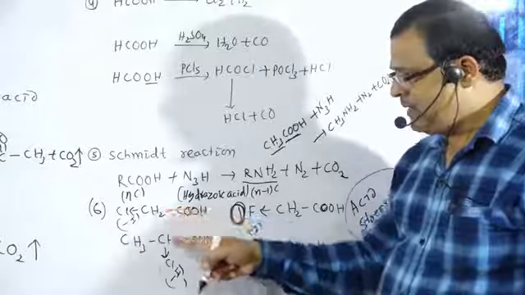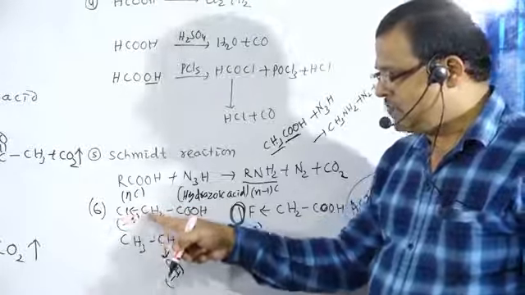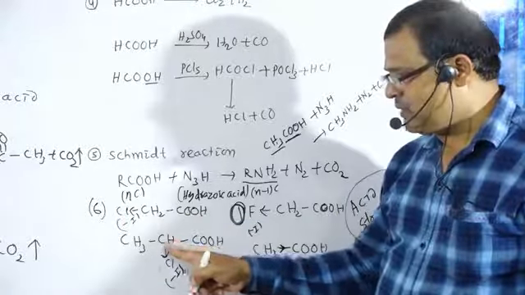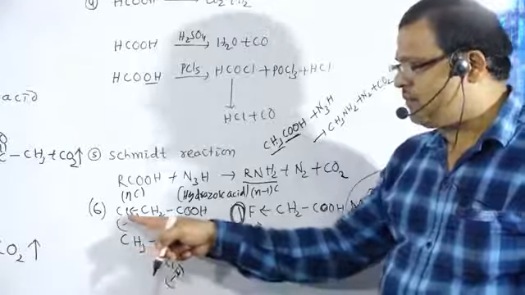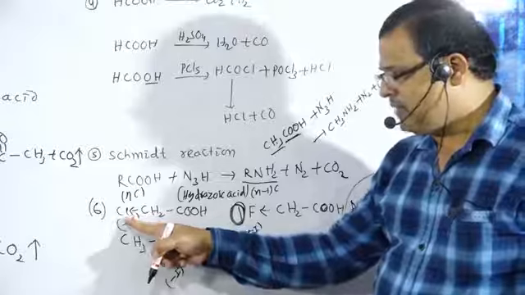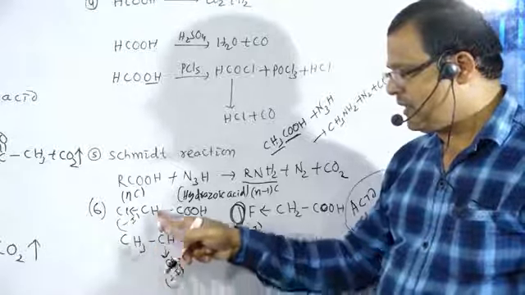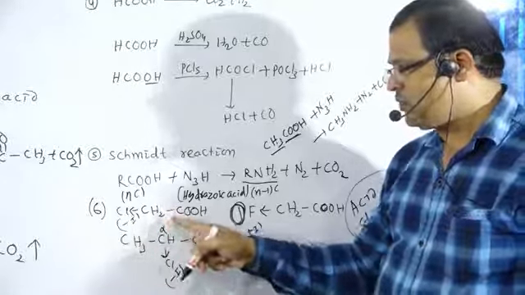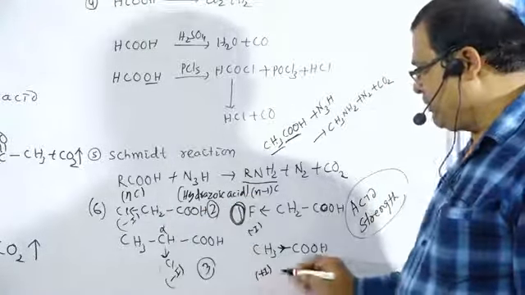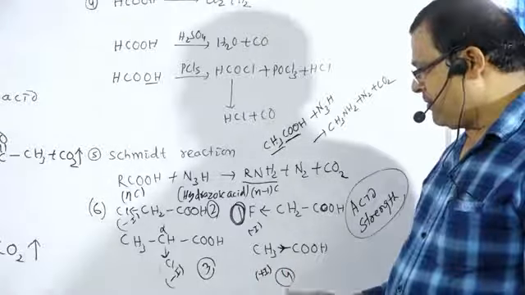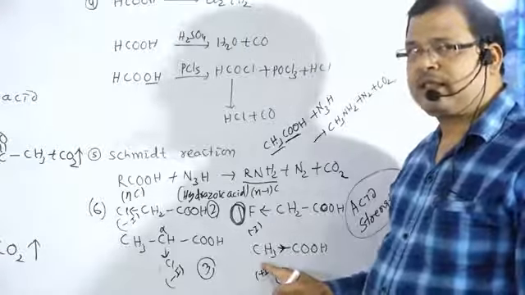Then we have to compare the acidic behavior of these two. In both, a minus I group is attached to the alpha position. But in one case there is no plus I group, only the minus I group, while in the other the alpha position contains a minus I group as well as a plus I group. Comparing these two, this will be more acidic, second, and this will be third, and this will be fourth, the last. Why will this be least acidic? Because of the presence of that CH3 group.